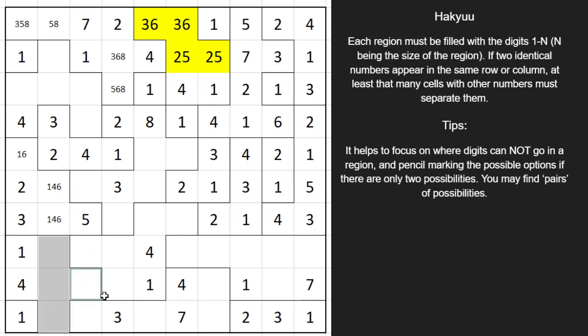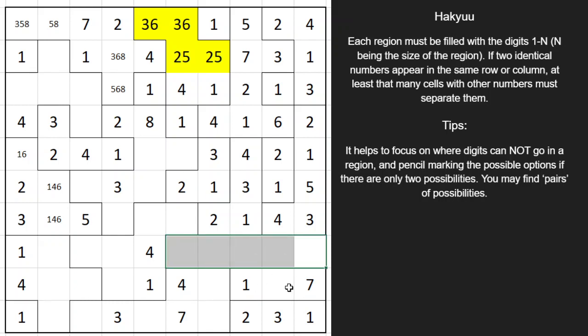Here we're missing a 2, 3, 5, and 6. This is a 6-cell region. Well, this can't be the 5 because of that one. So 5 is going to go here. Not helpful. Let's come back to that.